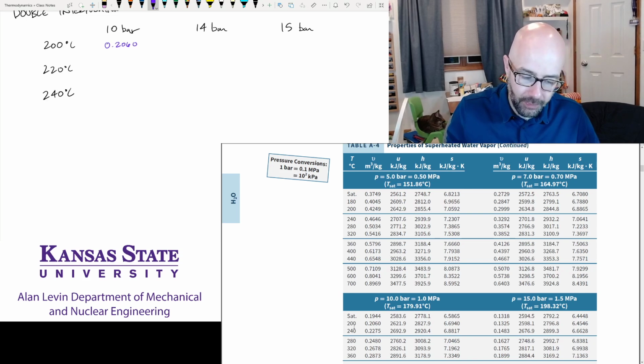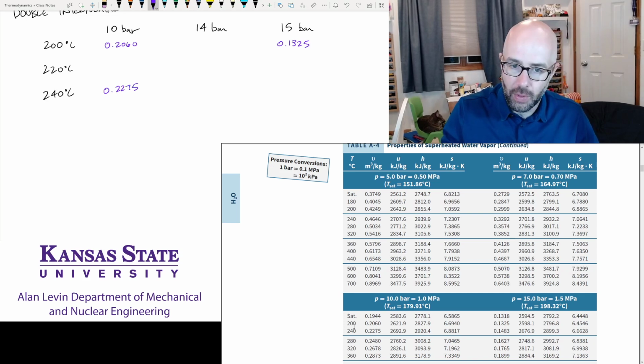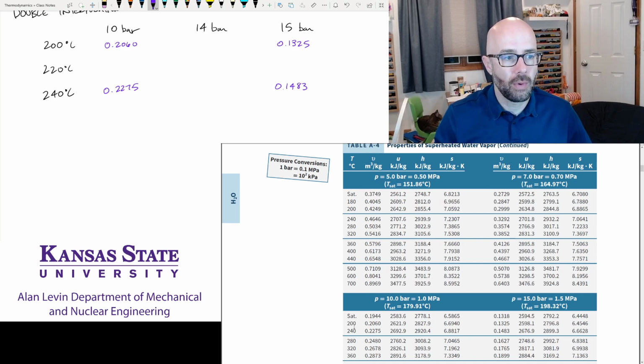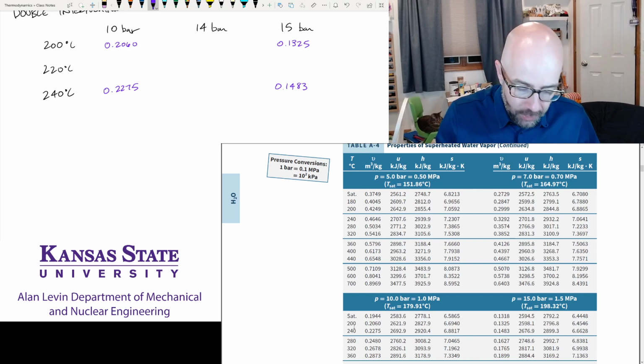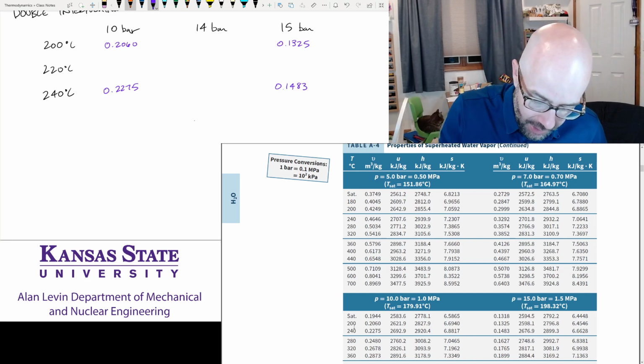10 bar is going to give me 0.2060. 15 bar is going to give me 0.1325. At 240 degrees Celsius, 10 bar gives 0.2275, and 15 bar gives me 0.1483. So what I'm trying to find is actually this box right here in the middle.